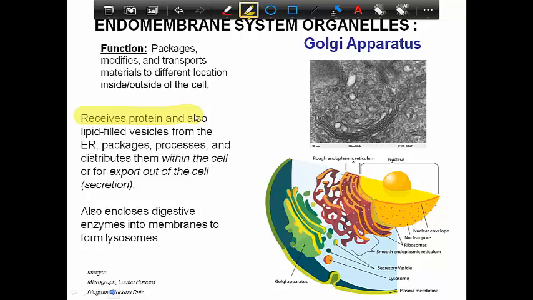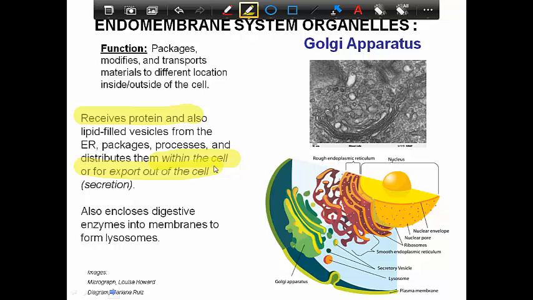So once it gets a protein, for example, from the smooth endoplasmic reticulum, it then basically puts labels on it. That's what I mean by packaging it. It puts little carbohydrates on it that say this protein needs to be used in the cell, or this protein needs to be shipped out to a muscle cell. So it sorts out where all the proteins are going to go, and it can distribute them within the cell or export them out of the cell.